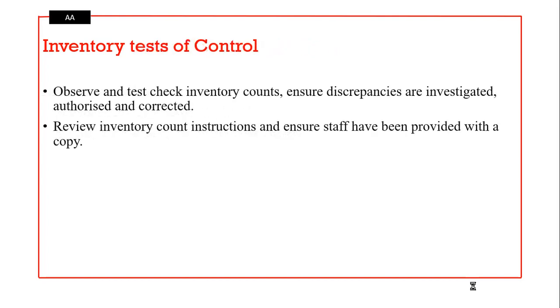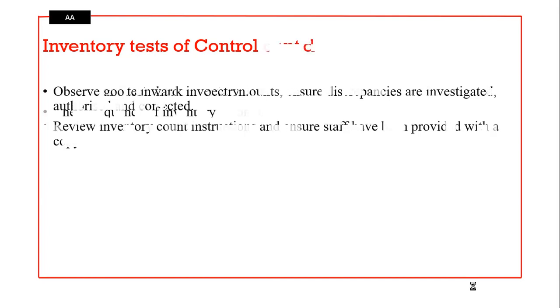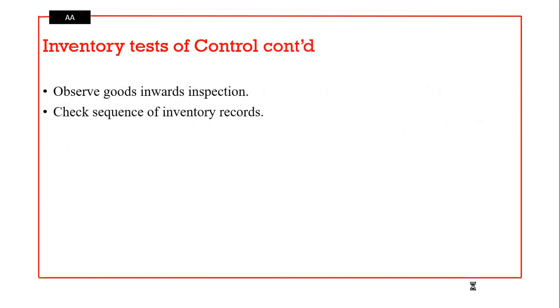Now, let us come to what the auditor does. The auditor must observe and test check inventory counts and ensure that discrepancies are investigated, authorized, and corrected. Then there must be a review of inventory count instructions to ensure that staff have been provided with a copy. Inventory instructions ensure that we minimize the risk of misstating the value of our inventories in terms of, again, value and quantities, of course.